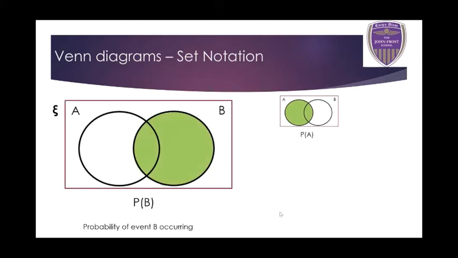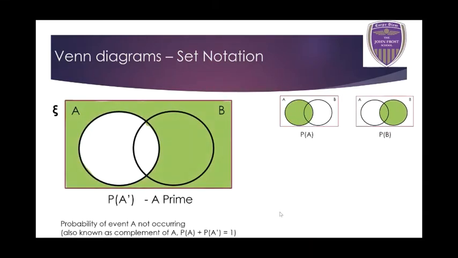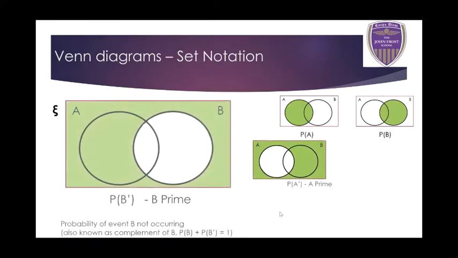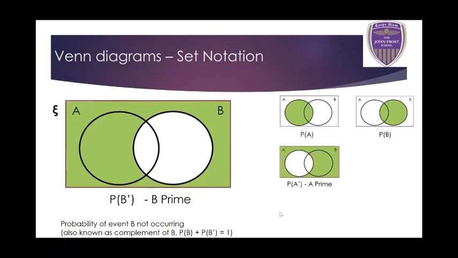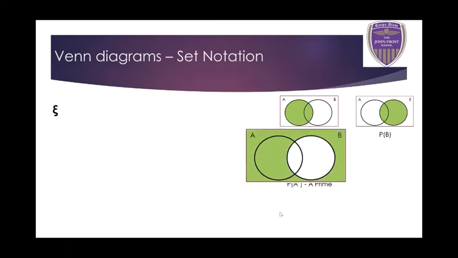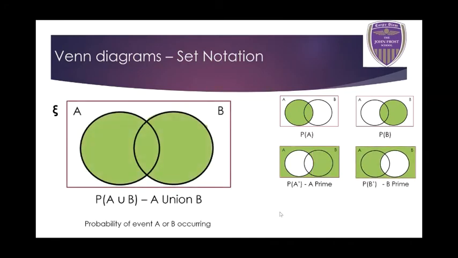P of B just means the probability of event B occurring. P of A prime is the probability of event A not occurring. P of B prime is the chance of event B not happening. And then we had union and intersection. So union means or. So A union B just means event A or event B occurs. So you would include all of the numbers in the Venn diagram under these two events because you're asking if it's A or B.